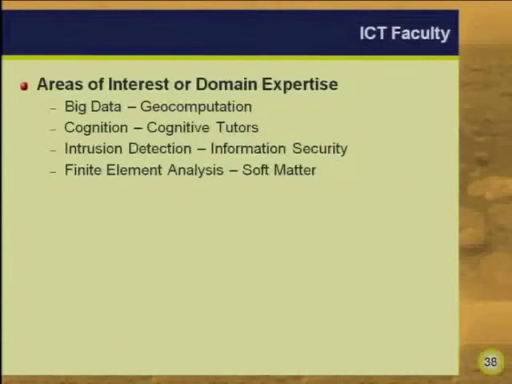Okay. On top of that, so far, we have 4 faculty members who have specific interests in this area. We have Raymond, who is interested in intrusion detection. He's sitting right at the back there. Wave, Raymond. Okay. We have Peter Liu, who's interested in big data, geocomputation. We have Jordan Anastasiade, who's interested in cognition and computer tutors.